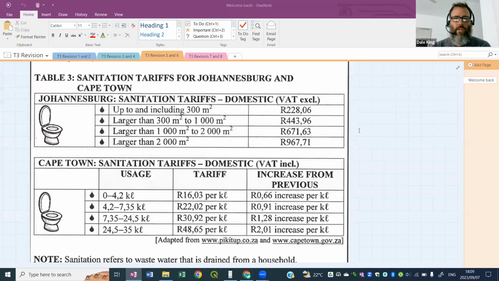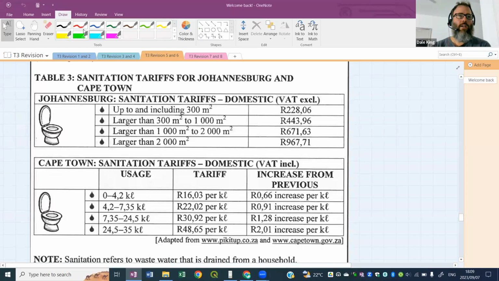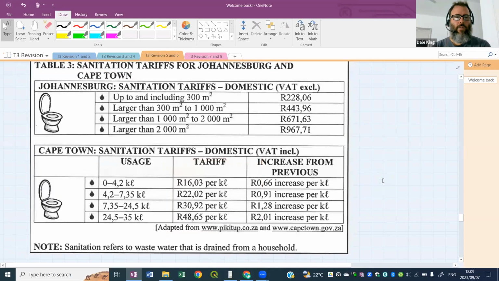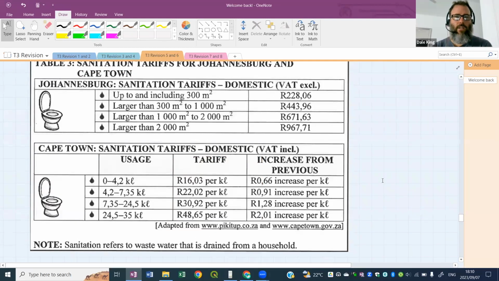There's a lot of information here. We also have two parts to this tariff table. For Cape Town, we've got an increase being shown over there, and then we have the actual tariff being shown over there. We could ask a lot of questions. At the bottom there, it says sanitation refers to wastewater that is drained from a household. Just in case you didn't know what sanitation is, it's the wastewater.